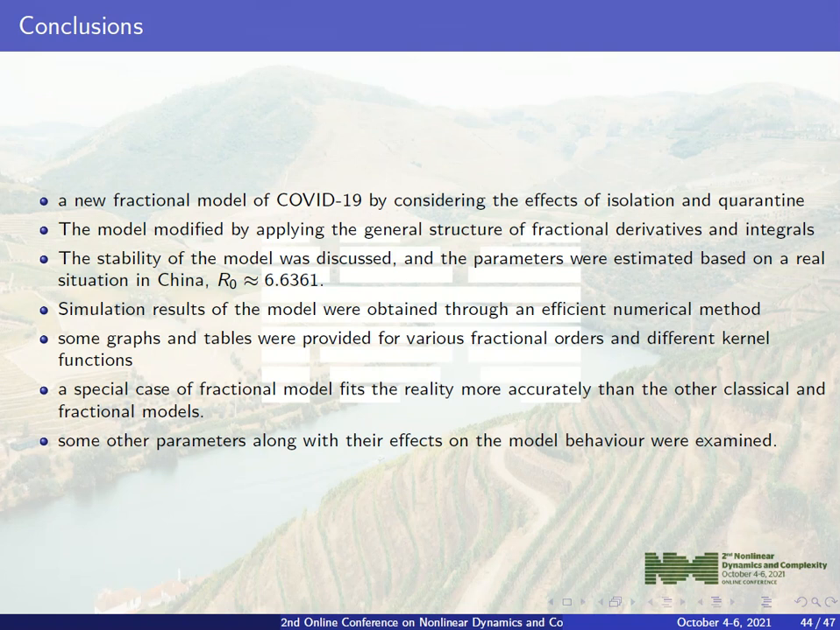Simulation results were obtained through an efficient numerical method used to solve the associated general fractional differential equations. As a result, some graphs and tables were provided for various fractional orders and different kernel functions. It was shown that a particular case of the fractional model fits the reality more accurately than the other classical and fractional cases. Graphically, some other parameters with their effects on the model behavior were examined, which could act as a control for the disease eradication.